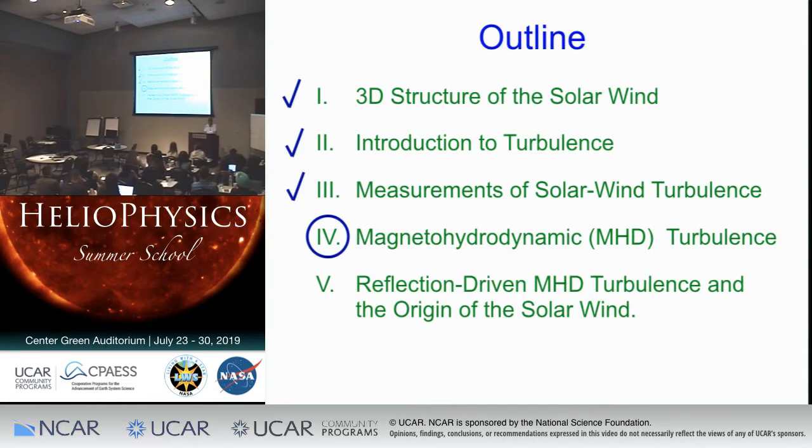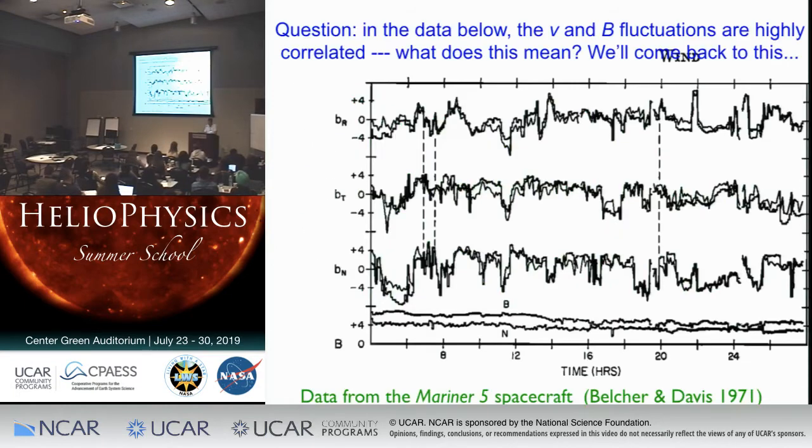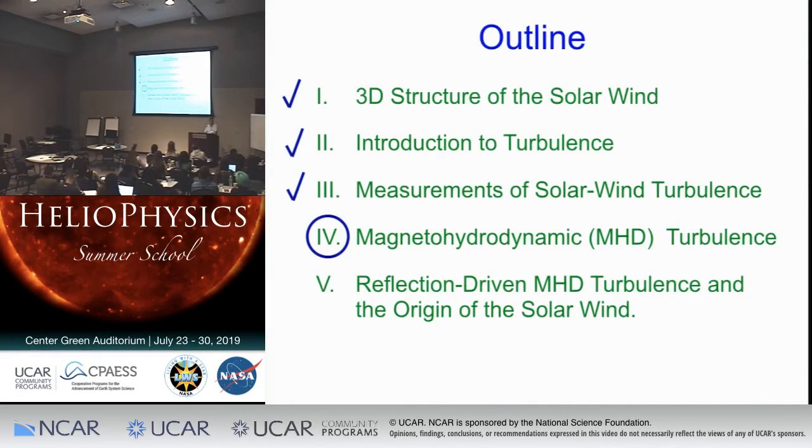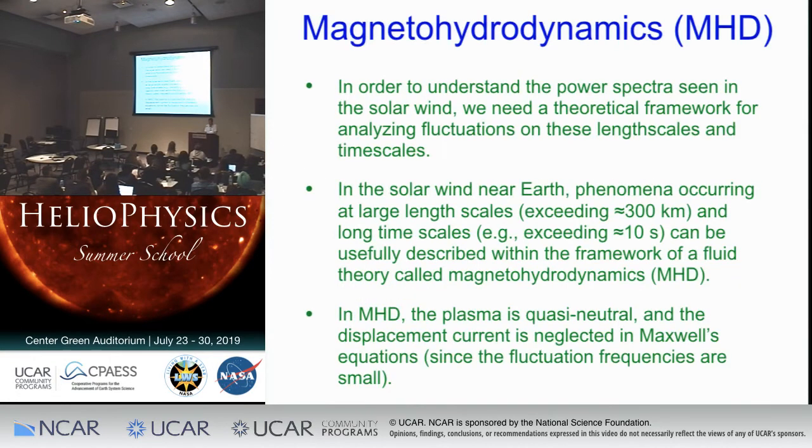magnetohydrodynamic turbulence. So the basic idea here is that we have now these measurements. We know that the solar wind is a plasma. We need some kind of theoretical framework that can help us interpret these measurements, some kind of modeling that can give us some ideas for what these measurements really mean. Magnetohydrodynamics is a good choice for understanding at least parts of the properties of solar wind turbulence.